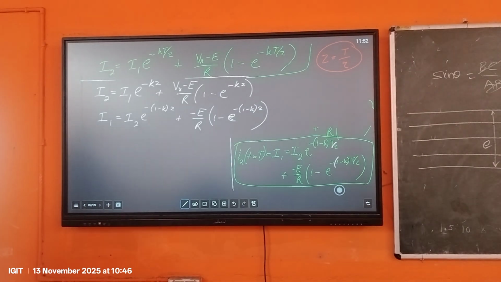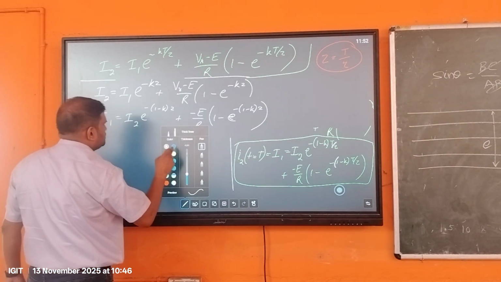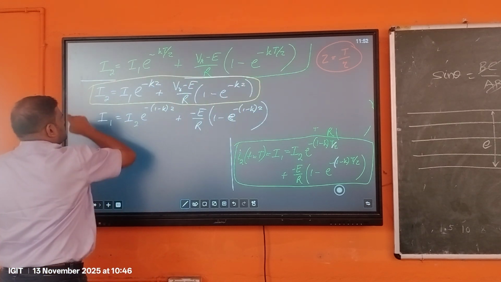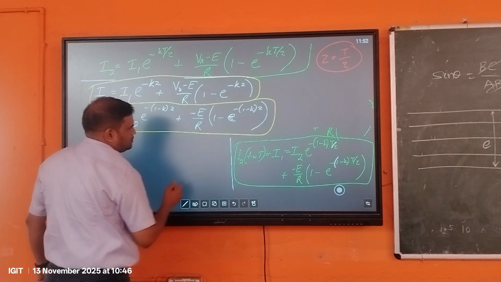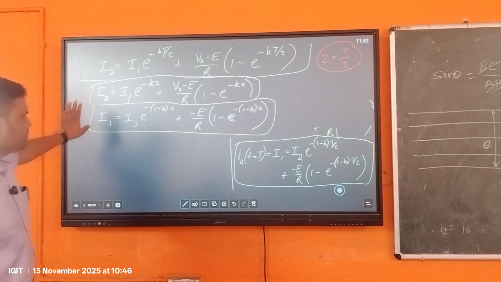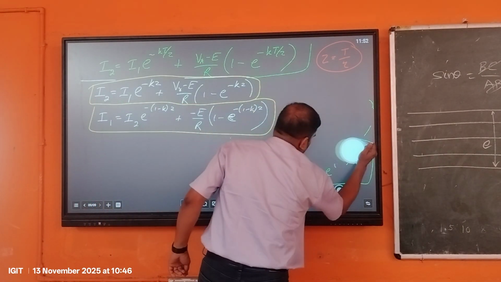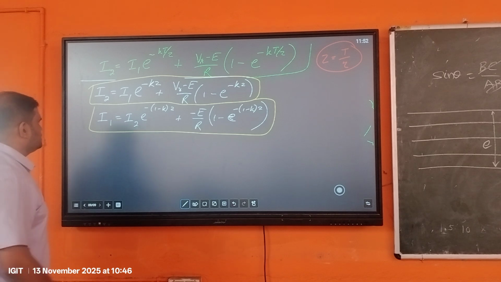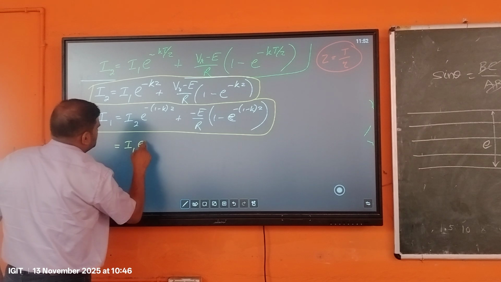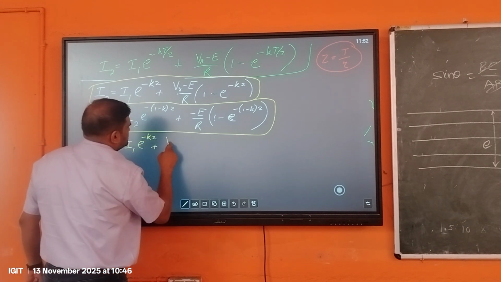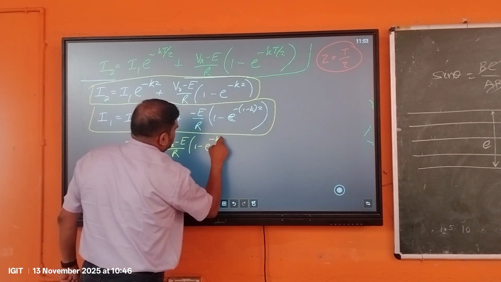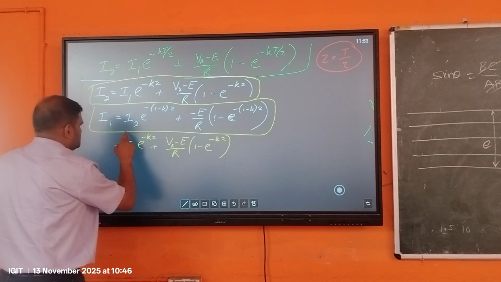Is it correct? So we get two different equations here, one like this, another is here. Is it correctly copied? I1 is equal to I2 e to the power, yeah. So let me remove this one and simply write down here. I2 value, let me substitute here. This is I1 e to the power minus kz plus (Vs minus e)/r times (1 minus e to the power minus kz). This is the value of I2, correct?